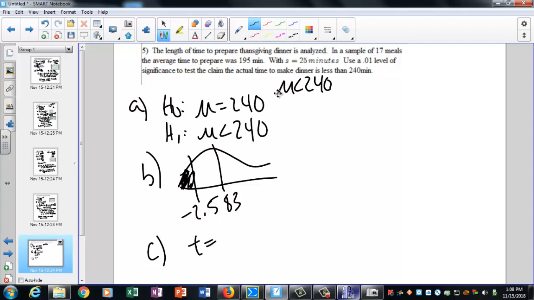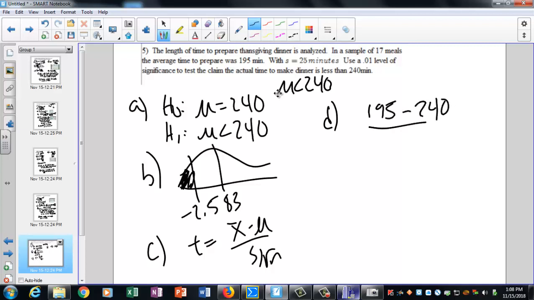All right. Formula: T equals X bar minus mu over S divided by the square root of N. Part D. What's X bar? 195 minus 240 over 25 divided by square root of 17. This is t equals, yes?